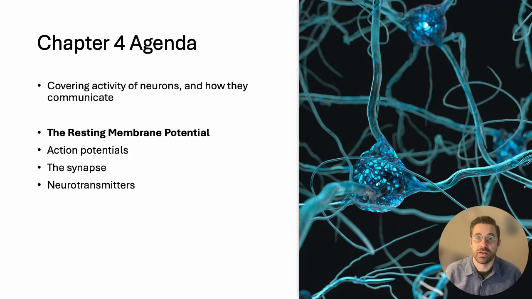In the rest of Chapter 4, we're going to cover 4 topics, all related to how neurons communicate. The first thing we need to cover, and we'll cover in this video, is the resting membrane potential. So where do we start at rest? In the next video, we'll cover action potentials. So how do they actually do action? And then we'll talk about the synapse at the end of the neuron and connecting it to something else. And then we'll talk about neurotransmitters at the end.